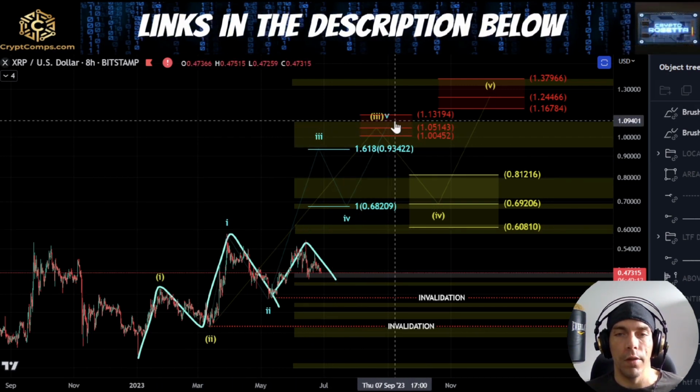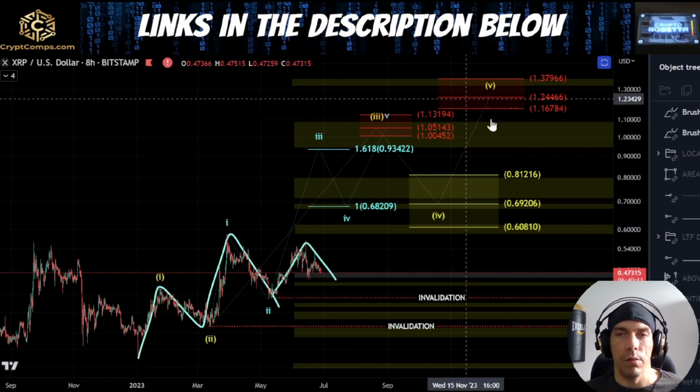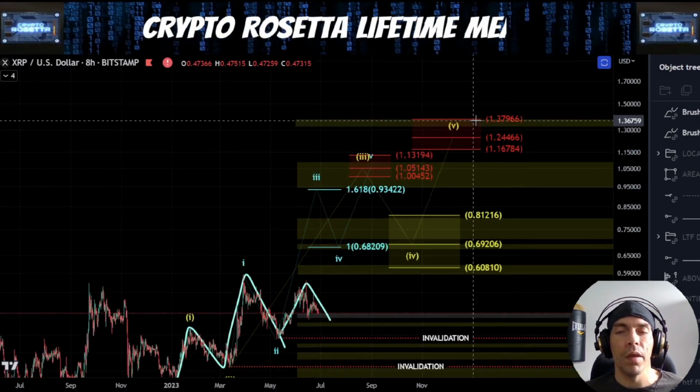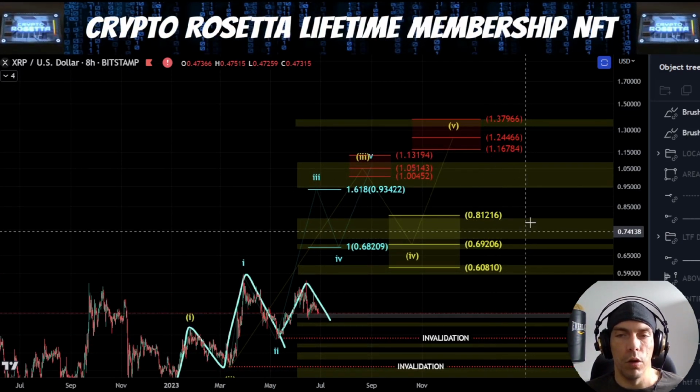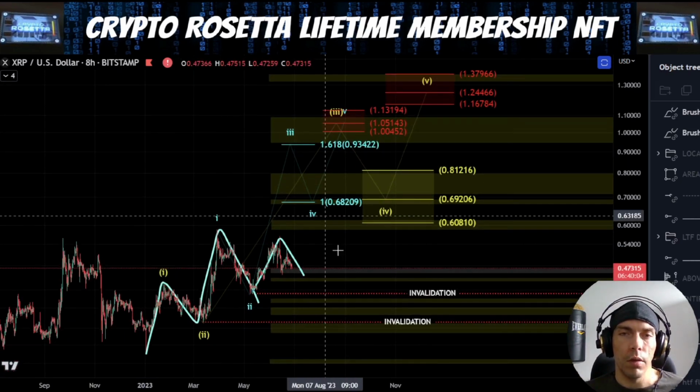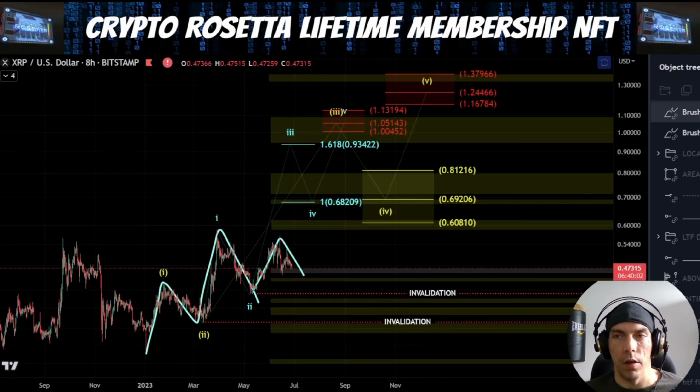Look for 4th and a 5th, which could then give us a series of 4ths and 5ths, looking to push us up towards this $1.37 to this $1.16 area. So that would be looking for that continuation to the upside in that way.